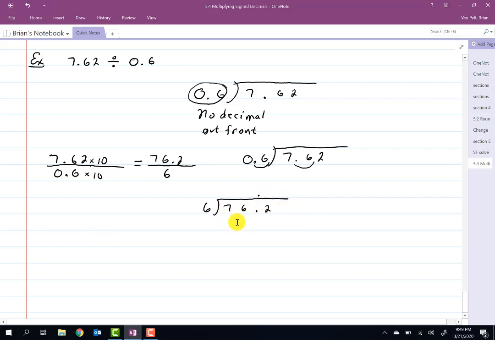Now 6 goes into 7 one time. 6 goes into 16 twice. Bring down the 2. 6 goes into 42 7 times. So this equals 12.7.